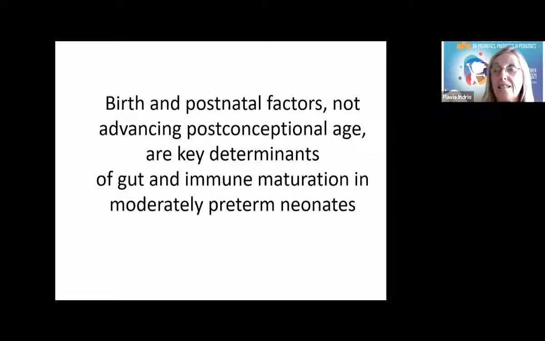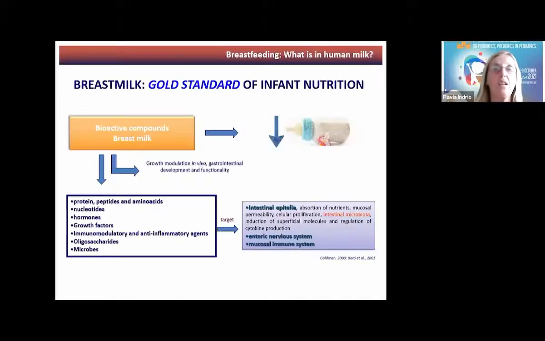So what exactly does this mean? That birth and postnatal factors, not advancing post-conceptional age, are key determinants for gut and immune maturation in these moderately preterm newborns. I would say in one word, nutrition has an important role. So how do we feed those babies? How can we help those babies with dysbiosis, with the maturation?